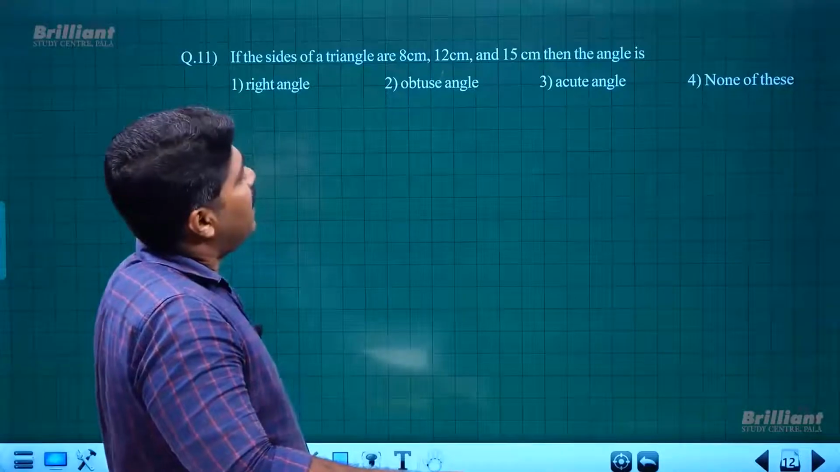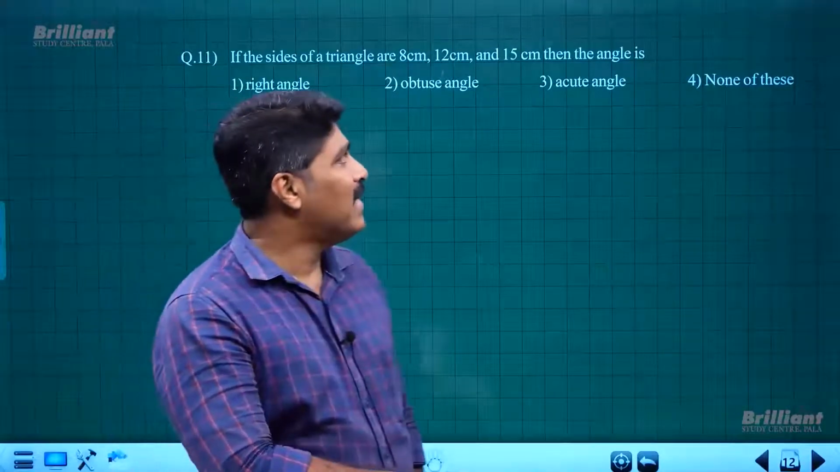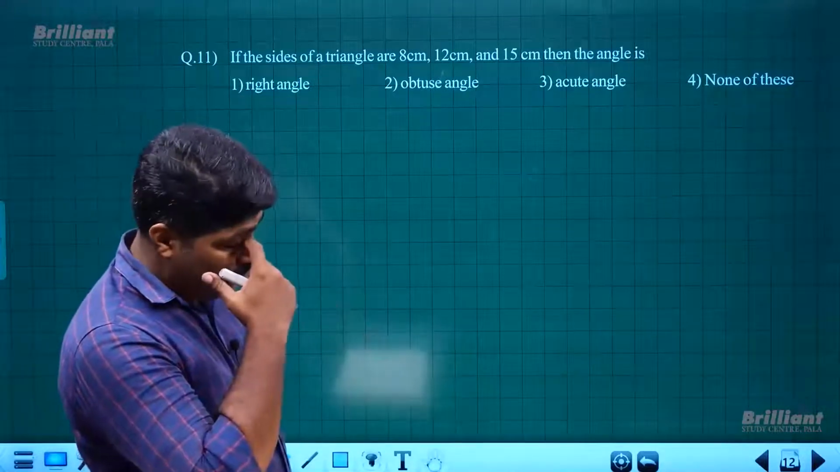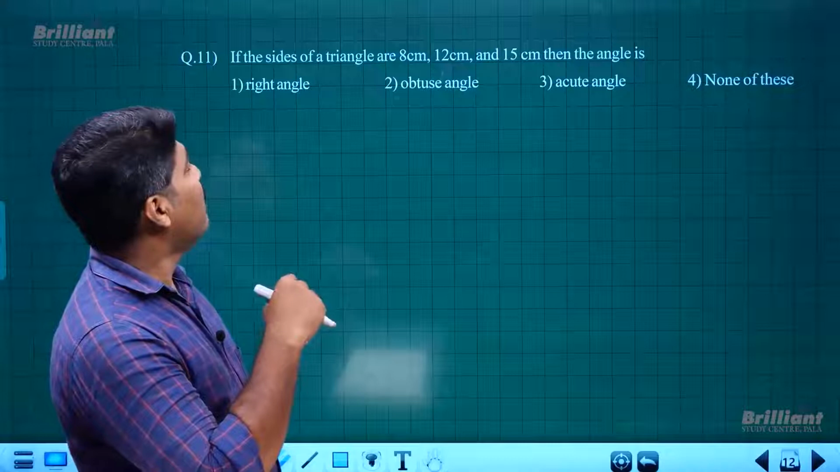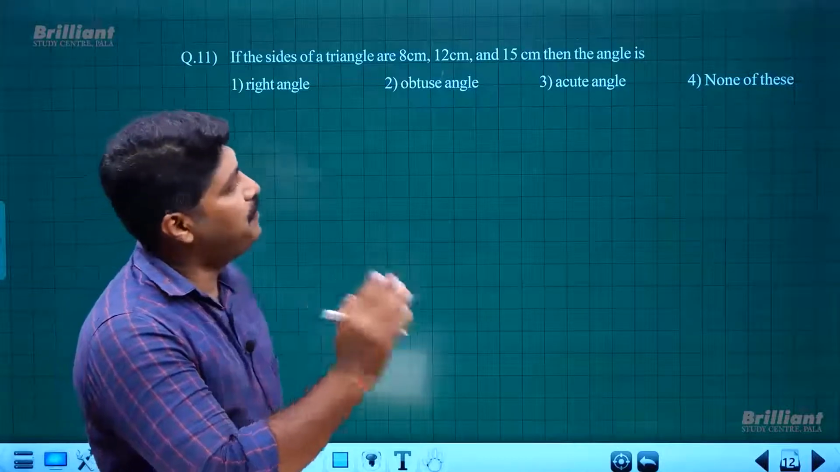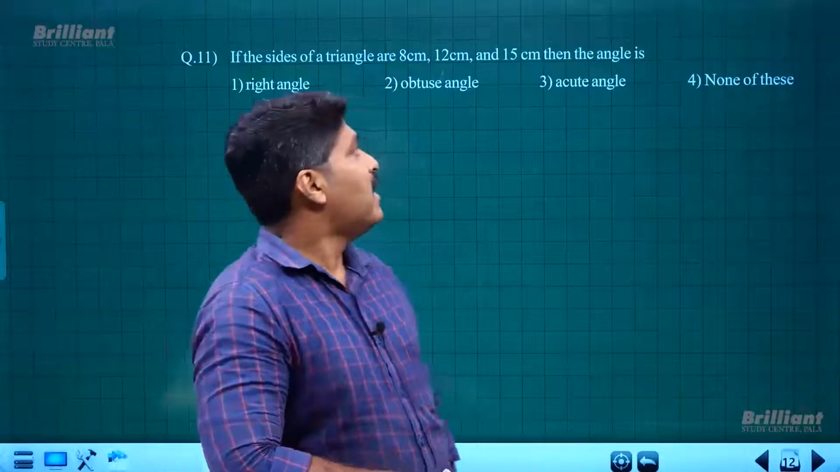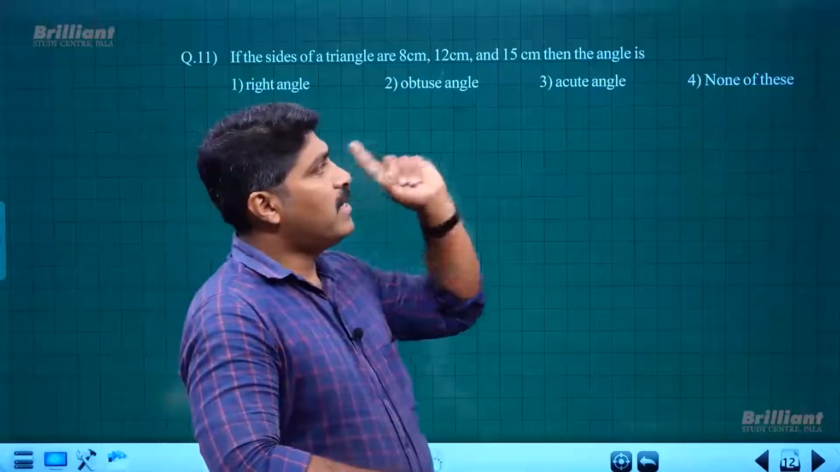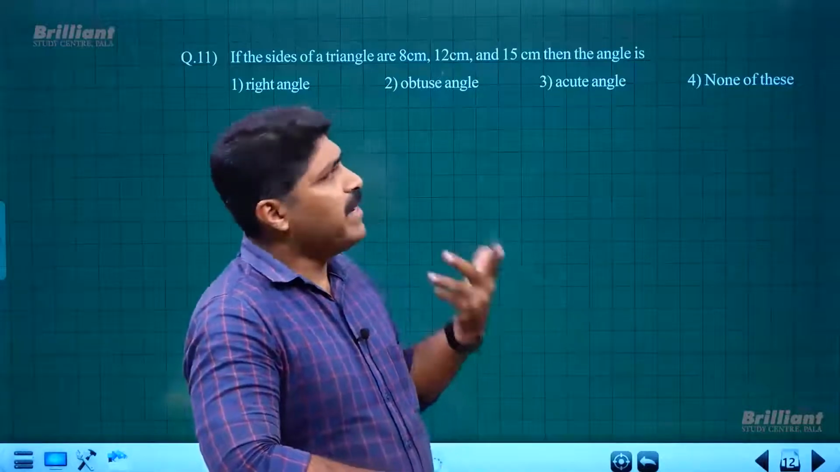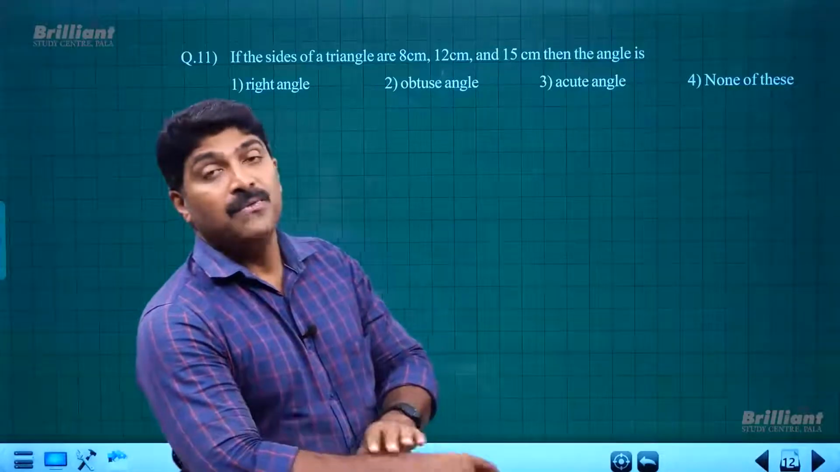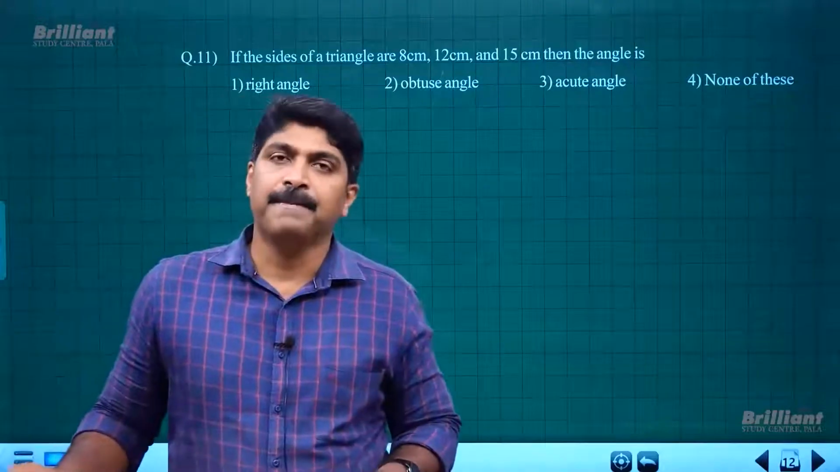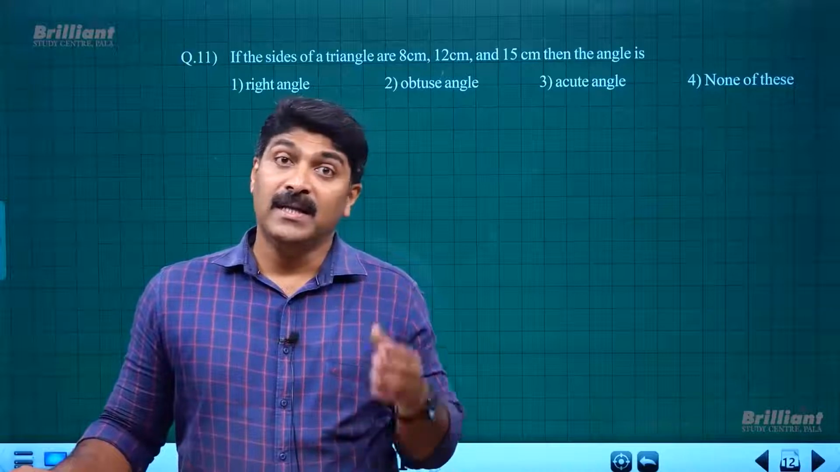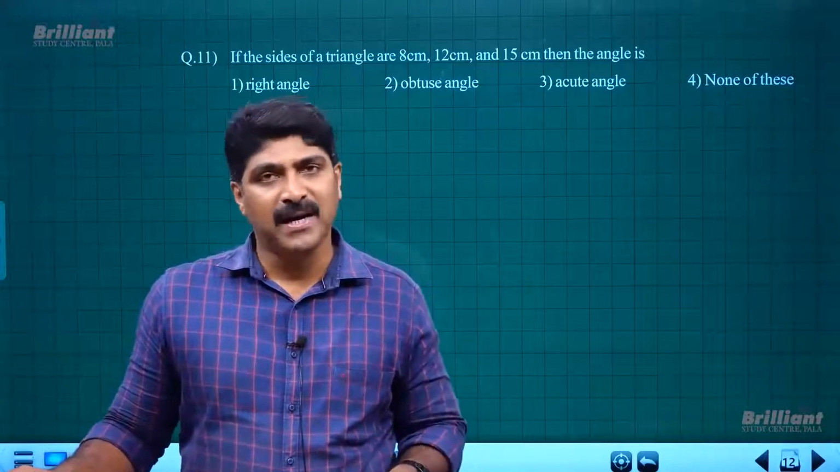If the sides of a triangle are 8, 12, 15 centimeter, then the triangle is, or the angle is. Here we have to find out which type of triangle it is. So the triangle is a right angle triangle, obtuse angle triangle, acute angle triangle, or we are not able to make any conclusion there. For this kind of question, what is the tricky concept? We have to understand the relations between the sides in a triangle.